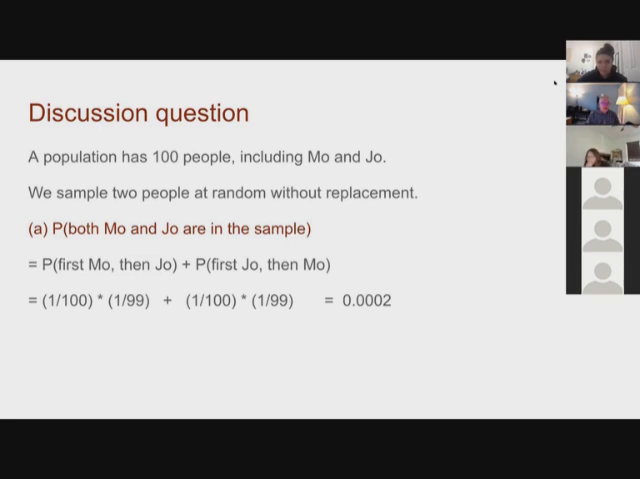All right. So that is an example of using the OR rule. And then let's take a look at another variation of that. What about calculating that neither Mo nor Joe is in the sample? So I'll send you back over to the breakout rooms.